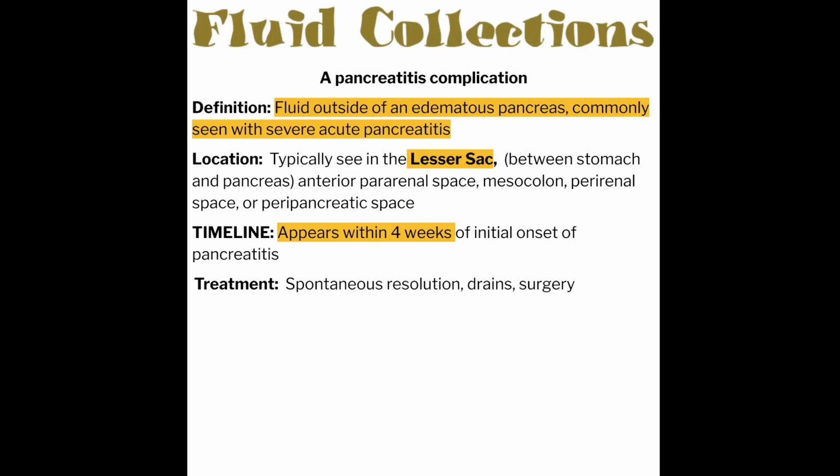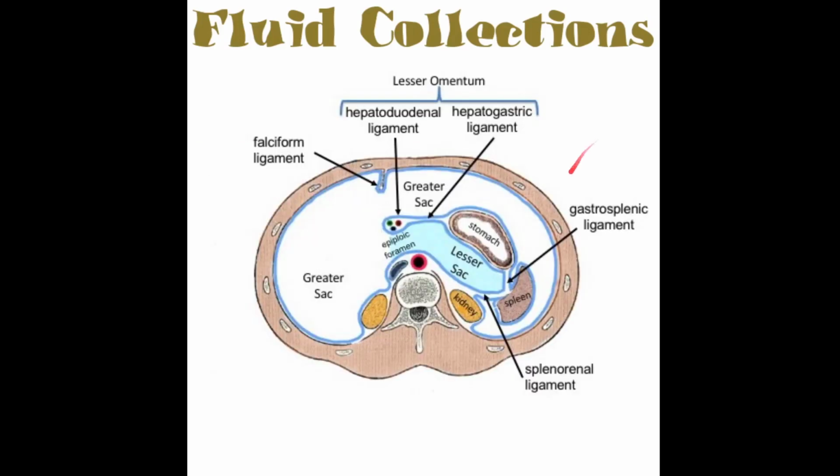And treatment for fluid collections, they can resolve on their own, but they might need some sort of intervention like drains or surgery. As a reminder where the lesser sac sits, remember that the peritoneum is made of the greater sac and the lesser sac. The lesser sac is the area through the epiploic foramen, which is housed by the portal triad. So you kind of scoop underneath the portal triad, and that is our only entrance into the lesser sac of the peritoneum. The pancreas then sits in this area, so we see that the lesser sac typically sits in between the pancreas tail and the stomach.